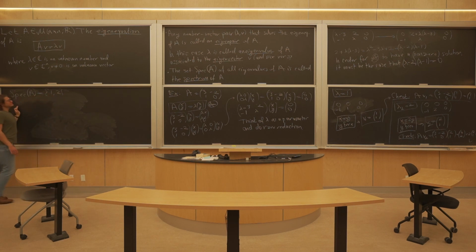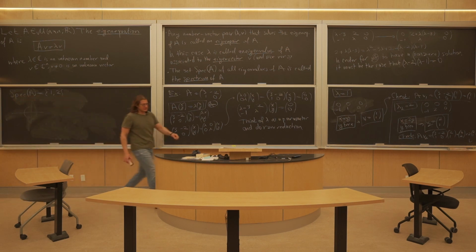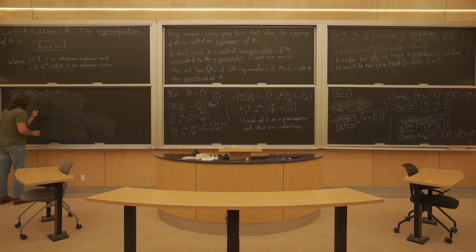And really, I want to think of the spectrum as a certain subset of the complex plane, of the space of complex numbers. And so I would write it like this. Maybe I should draw it like so. One of the eigenvalues is here. And then the other one is somewhere here. Right? One is 1, the other one is 2. This is a spectrum.